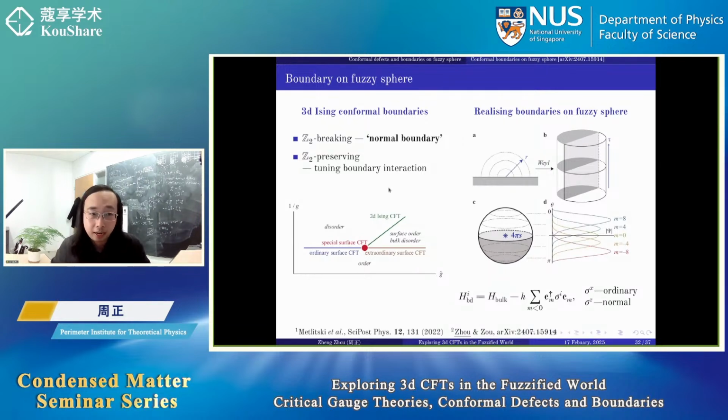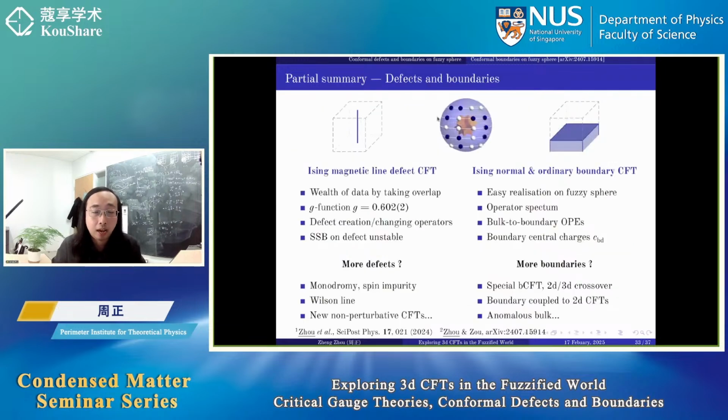So, as a brief summary, we have shown in the simplest case of the Ising CFTs that the fuzzy sphere is a powerful tool to study the conformal defects and the conformal boundaries, and we have obtained a wealth of information about both theories.